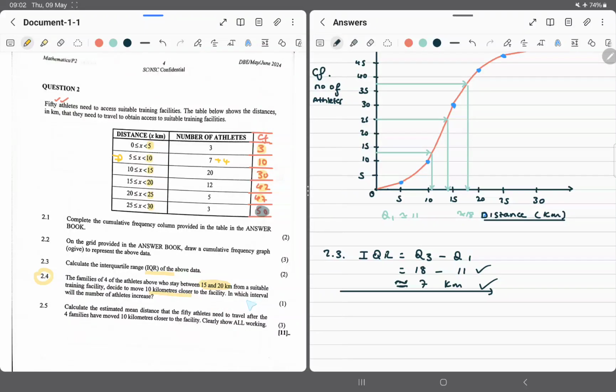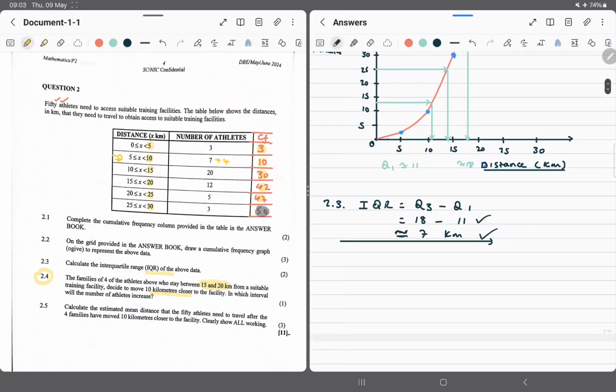So it says now in which interval. So 2.4, it's going to be x greater than or equal to 5 but less than 10. That would be the interval, so just 1 mark. Okay, so that's easy, guys.